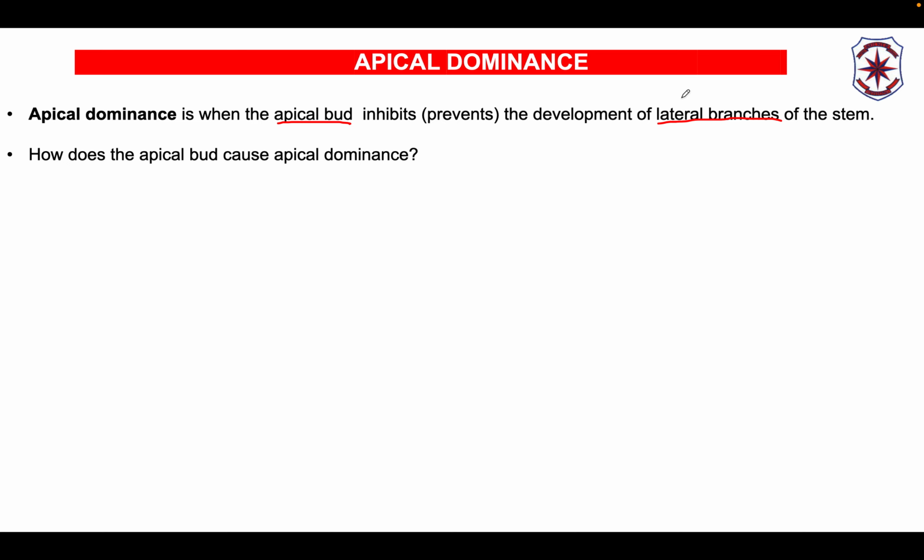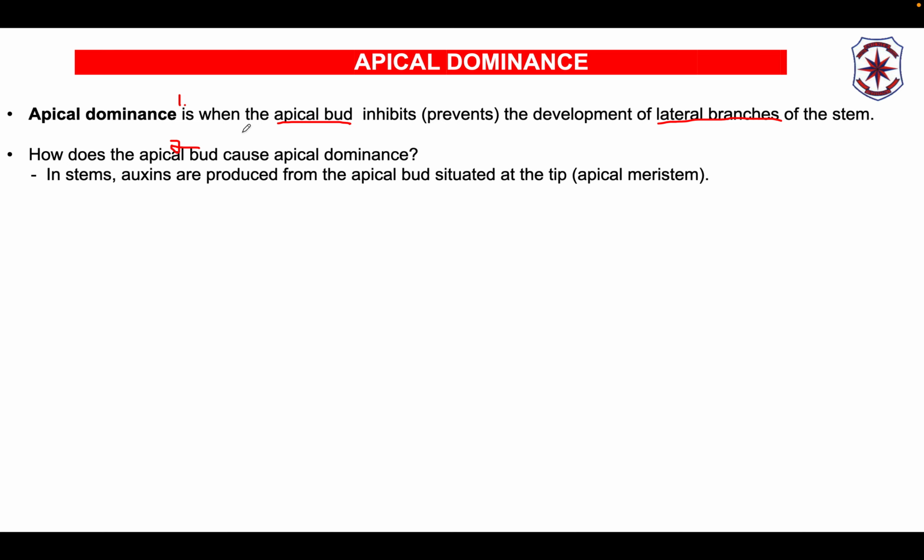That's the first thing that you must do. So your first task is to be able to define what apical dominance is. So there is the definition there. And then secondly, you must be able to describe how apical dominance is achieved. Okay, so here are the steps.